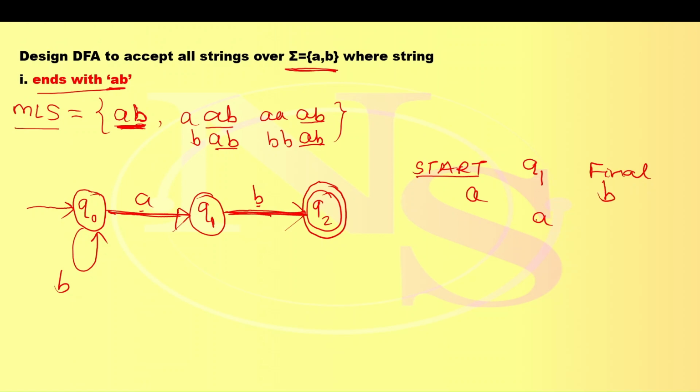For which symbol are we trying to find the transition? The symbol is A. This A and B as it is. Ask yourself, is this a valid string? Yes, it's ending with AB. The string is AAB, but it's ending with AB.